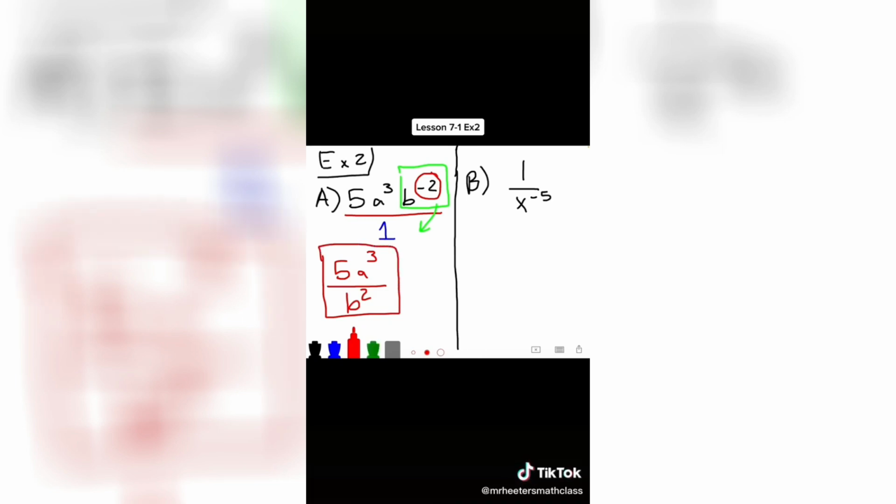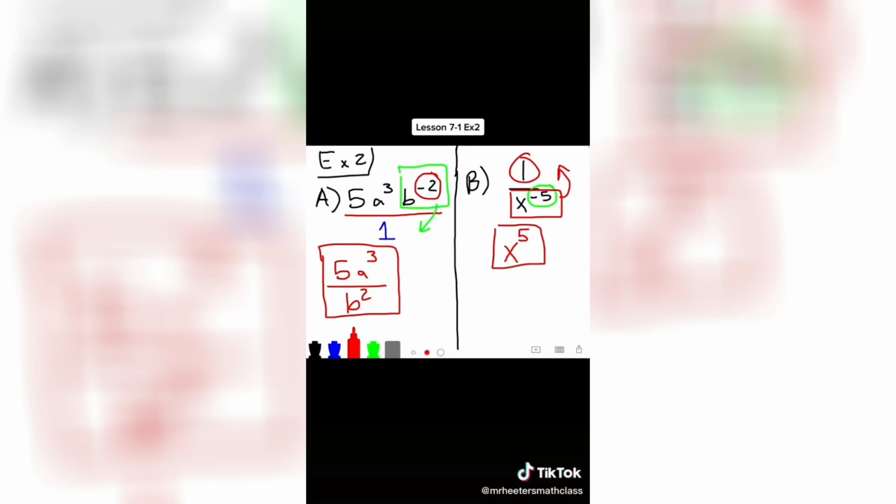Now looking at b, if you notice, the negative exponent is in the denominator. So we can do essentially the same thing where we take this whole entire term, but now instead of moving it to the bottom, we're going to move it to the top. So now we've got 1 and it'll be x to the 5th power. We don't need to keep the 1 out there. And since there was nothing left on the denominator, this is our final answer.